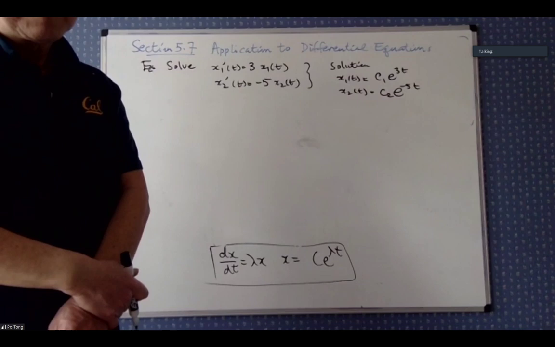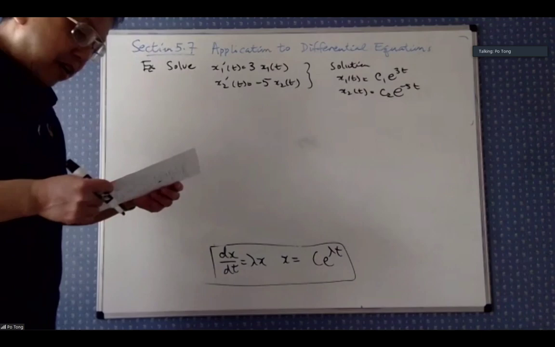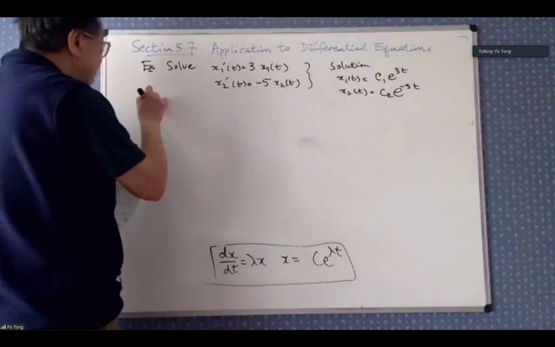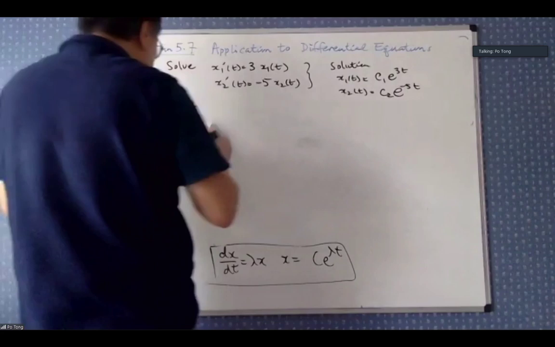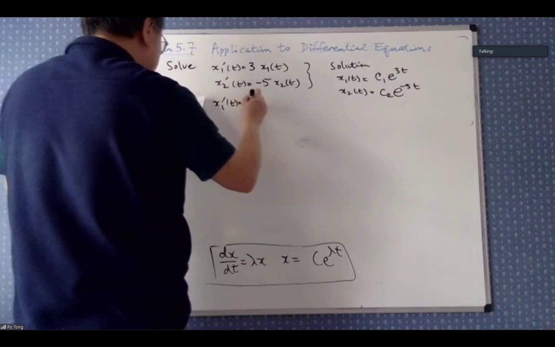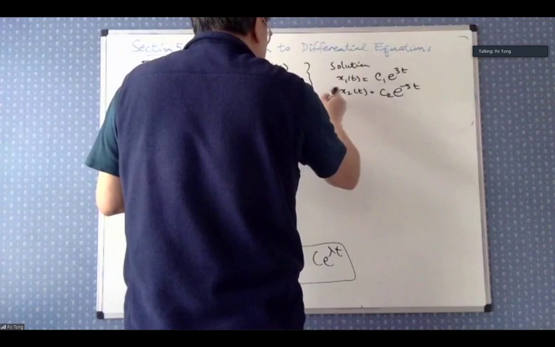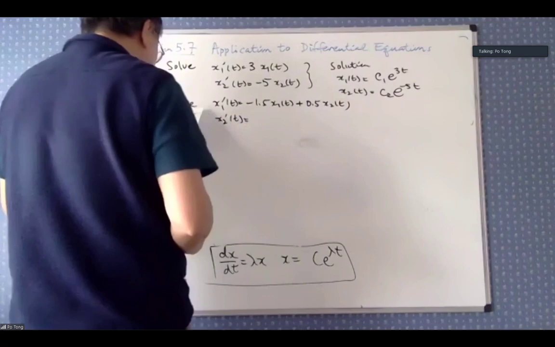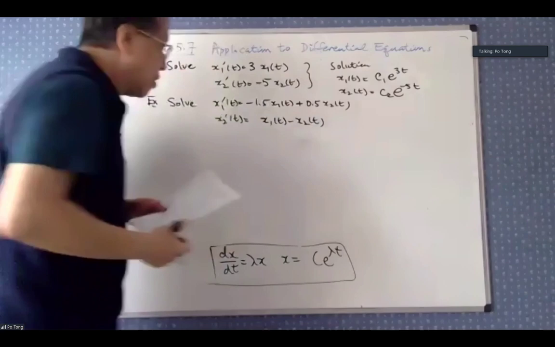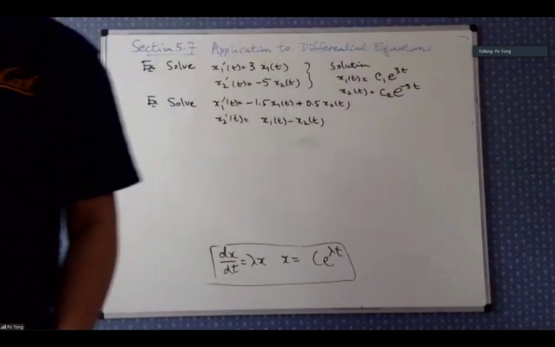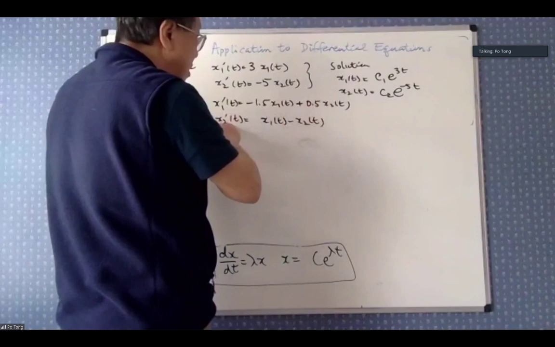All right, so now I have another example where these are coupled together. x1 prime(t) is minus 1.5 x1(t) plus 0.5 x2(t). x2 prime(t) is equal to x1(t) minus x2(t). So this is a system of two differential equations, but they are coupled in the sense that x1 depends on x2, and x2 depends on x1. It's kind of messed up.